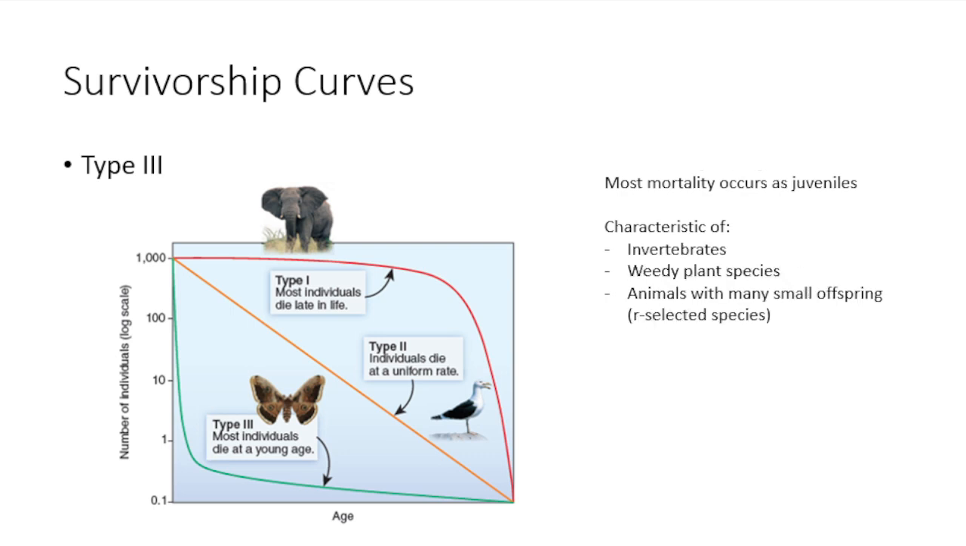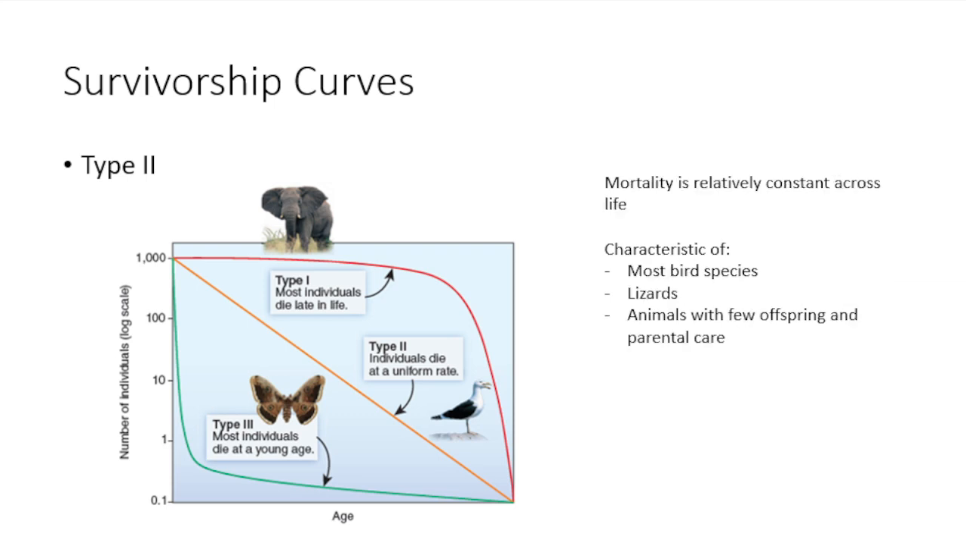And then we're going to skip down to type 3, which is the green curve on the bottom. They typically produce lots and lots of juveniles, lots of offspring, and they quickly die off. It's usually invertebrates or weedy plant species, and this is called R-selected species.